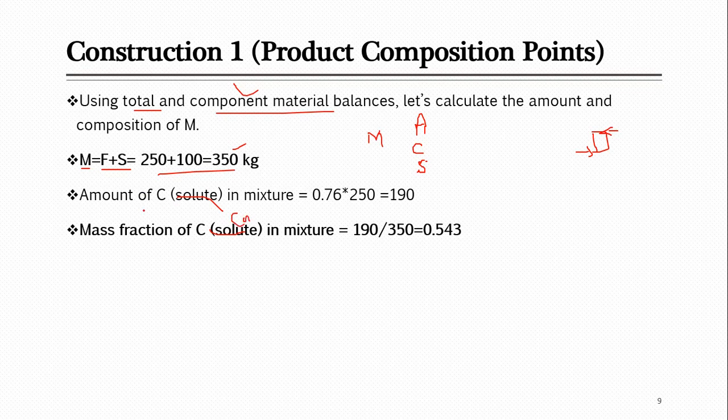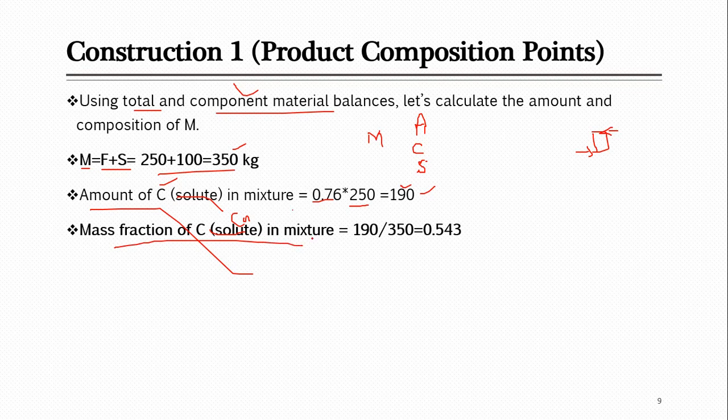So the amount of carrier in the mixture: where, by the way, is this carrier or component C coming from? If you look at the data, this C is only part of the feed, it comes only from the feed, and you know its fraction in the feed as well as the total amount of the feed. So mass fraction multiplied by total amount will give you the amount of this C, and this 190 kg of C comes inside the feed and then becomes part of the mixture. So the amount of C in the mixture will be the same, 190 kg. And then you have to find its mass fraction.